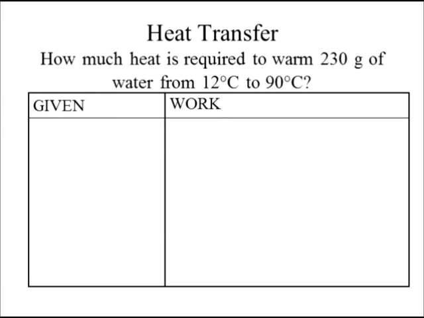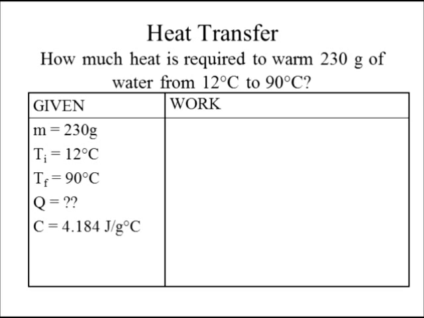So another problem. How much heat is required to warm 230 grams of water from 12 degrees Celsius to 90 degrees Celsius? So take my givens. The mass is 230. I know my initial is 12. My final is 90 degrees. I don't know what Q is. That's what I'm trying to find. But I do know that it's water, so it's 4.184 joules per gram per degree Celsius.